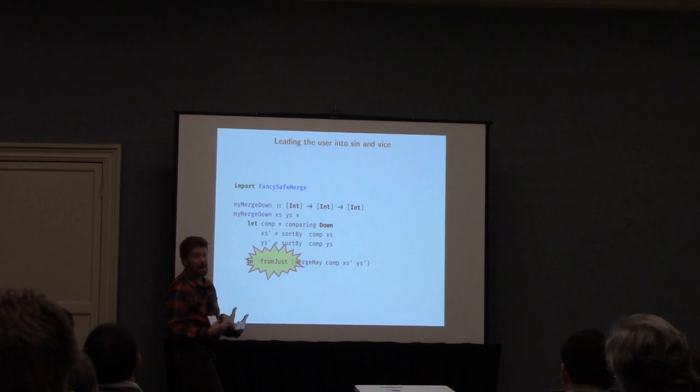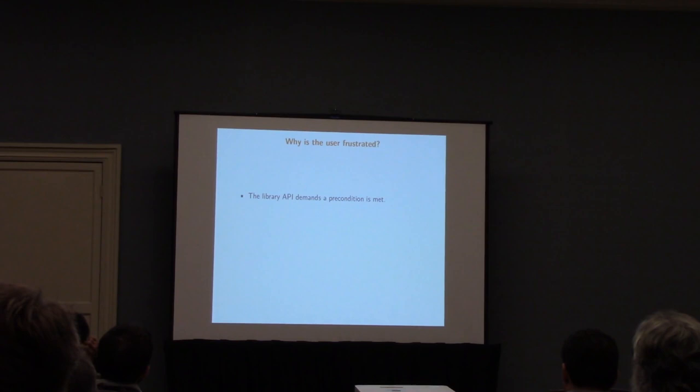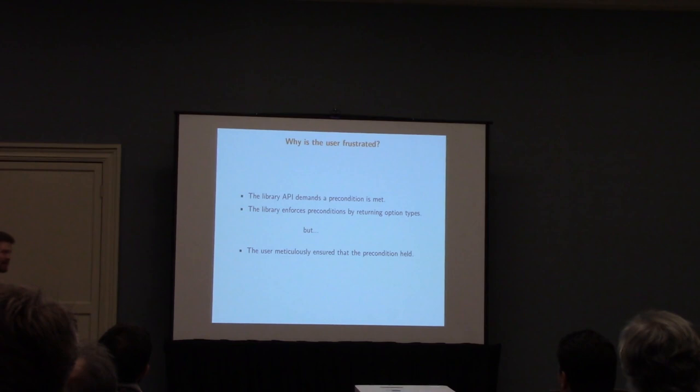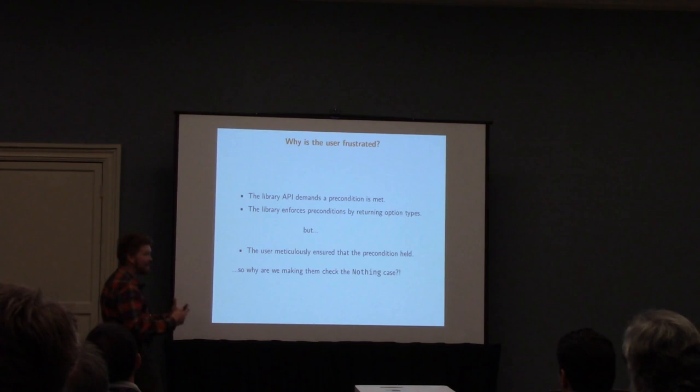Okay, so why is the user frustrated? The library API demanded that a precondition be met. The library enforced that precondition by returning a Maybe type. But the user did ensure that that precondition held. So why are we making them check the Nothing case again? They shouldn't have to. It's not surprising that they reach for fromJust. And this happens in reality.